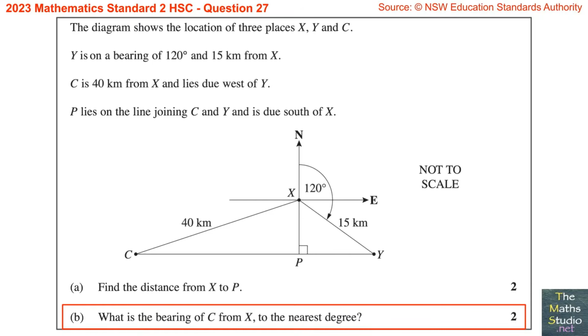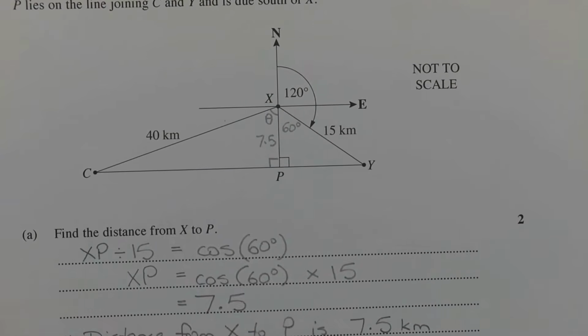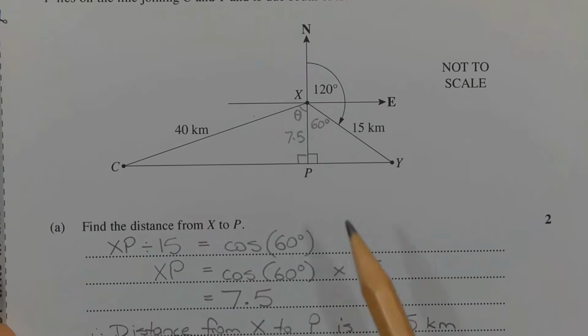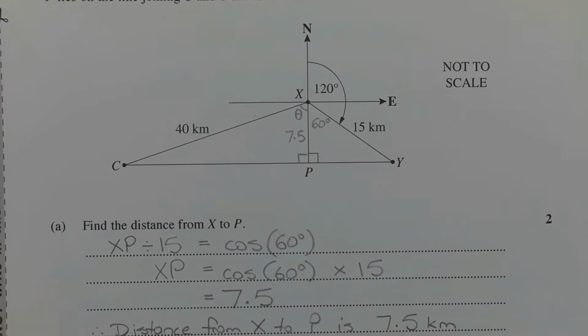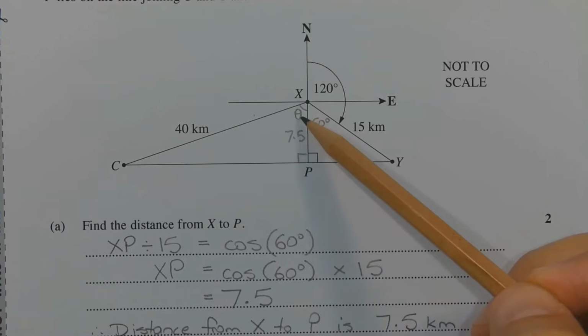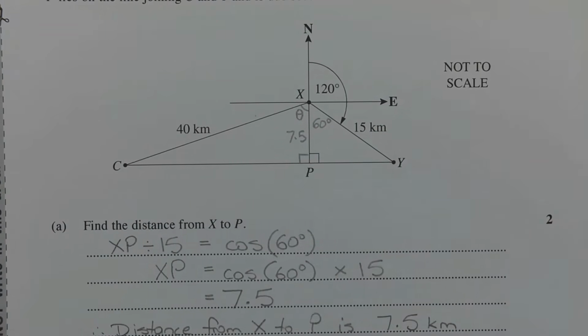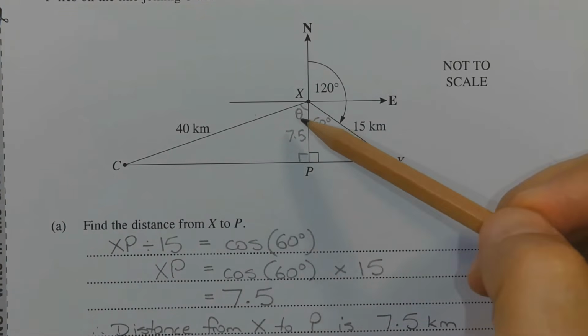Part B. What is the bearing of C from X to the nearest degree? To find the bearing of C from X, we need to focus on this triangle here, triangle XPC. And it just so happens that triangle XPC is also a right angle triangle, so we can apply regular right angle trigonometry for this part also. To find the bearing of C from X, we need to find this angle here, which I've labelled with theta, and we add that to 180 degrees to give us the bearing that we want. But first, to find angle theta.